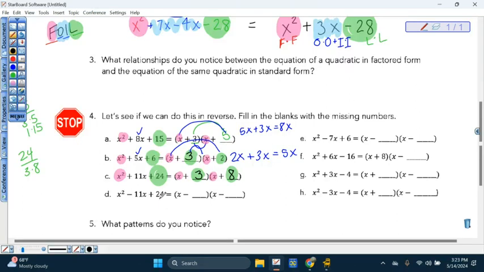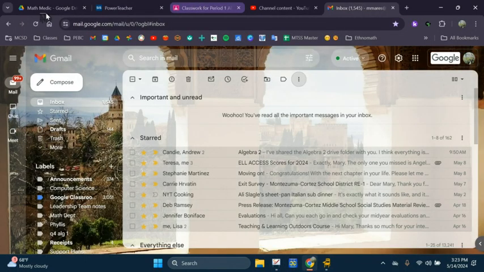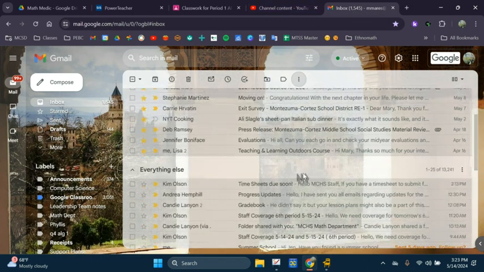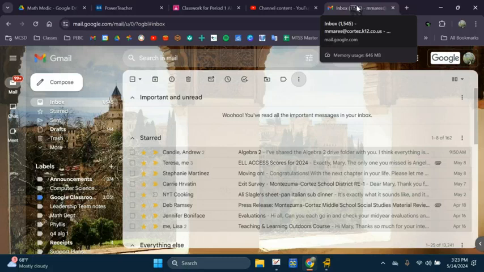I don't know, would it? Why would it be the same thing? Is it the exact same problem? It's not the exact same problem. What's different about D from C? There's a negative there.